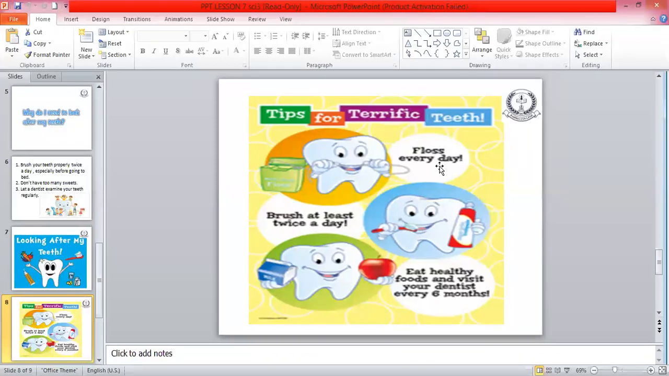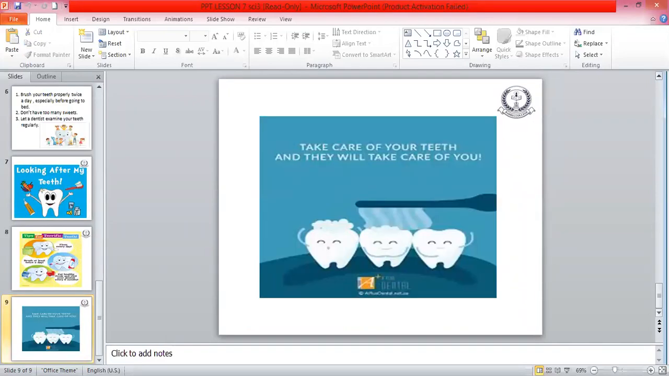And again, visiting your dentist at least once in 6 months. After 6 months, give him a visit. Just tell him to check your teeth. Is everything okay? Hope there is no bacteria, no decay, no problem going on. And if everything is fine, then all is good, right? So these points are really very important.